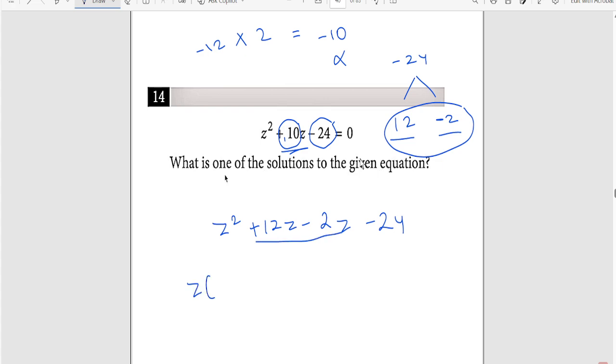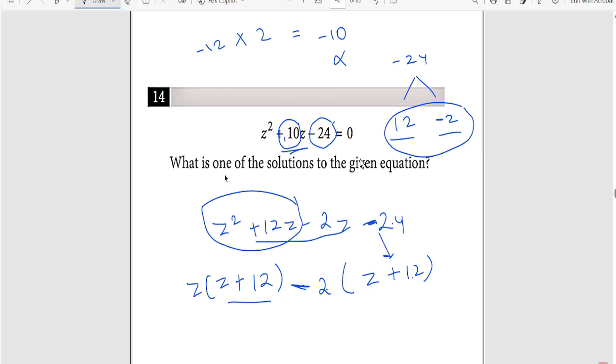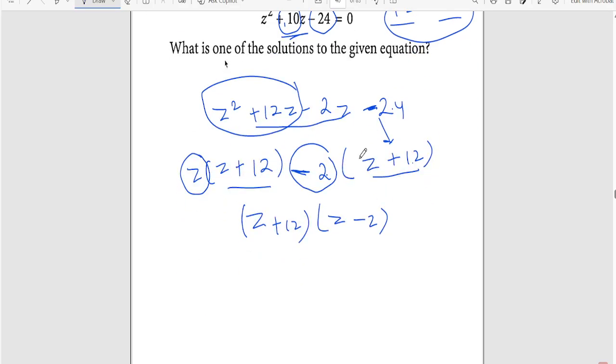Now from the first two terms, I can take z common. So I get z plus 12 from these two terms. From the last two terms, I take negative 2 common, I get z plus 12, right? Because 12 times 2 is 24, and because I took the negative sign common, I changed the sign from negative to positive. These two brackets should always be the same, so we write them one time, and the remaining terms make up the next bracket: z minus 2 equals 0.